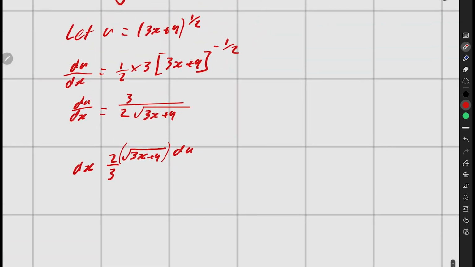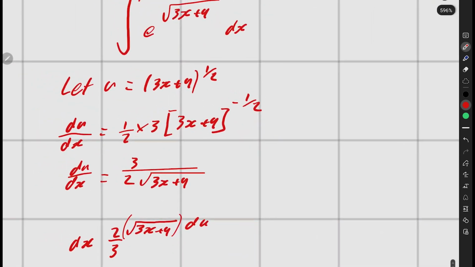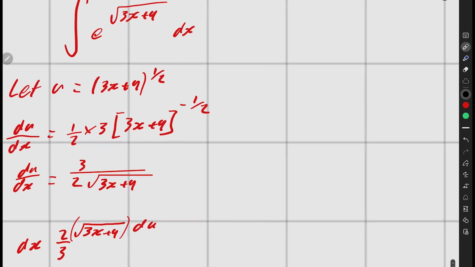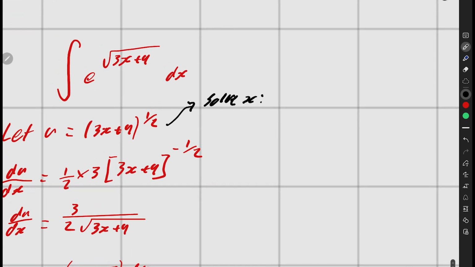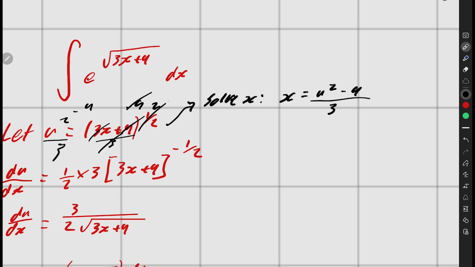And as you can see, we want to cancel out our x values. So let's go back to the original u equation and solve for x. x is going to be equal to u squared minus 9, divided by 3, because we're taking the square root of both sides, minus 9. Then we're dividing by 3. And that's how we're solving for x.